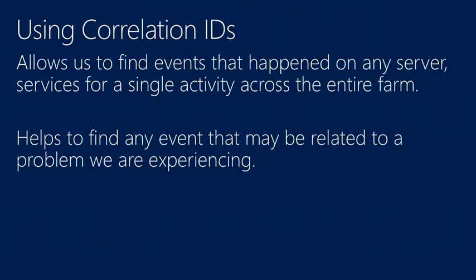Correlation IDs allow us to find events that happen on any server or services for a single activity across the farm. Where that becomes powerful is what happens if you're troubleshooting something that goes across, say, a web front end and an application server, right? You might be looking at the same correlation ID, meaning you can really trace things back to a single point of origin. And it'll help us to find any event that might be related to a problem we're experiencing.